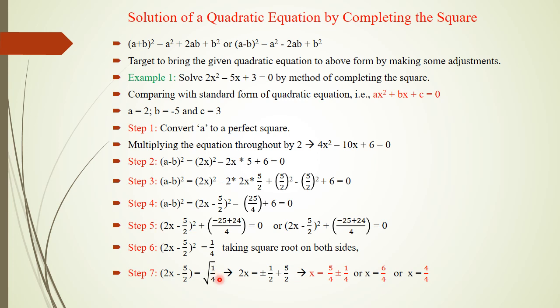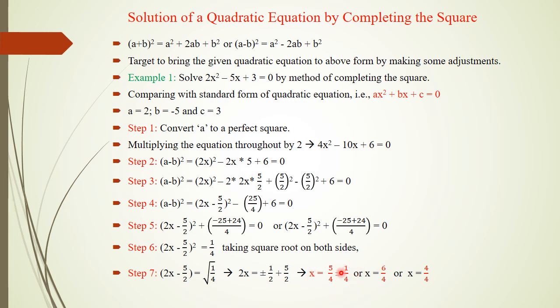Now you know that the square root of 1/4 can be either +1/2 or -1/2. Therefore, when I take this -5/2 to the other side, it will be 2x equal to plus or minus 1/2, and this -5/2 will be +5/2 here. Then x equal to, I can bring this 2 down here in order to get the answer for x. That will be x equal to 5/4 plus or minus 1/4. I will have two solutions here now.